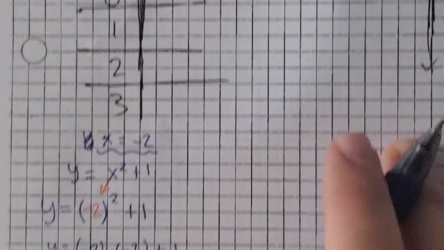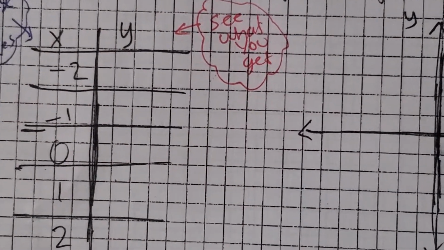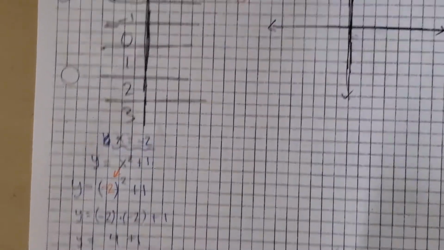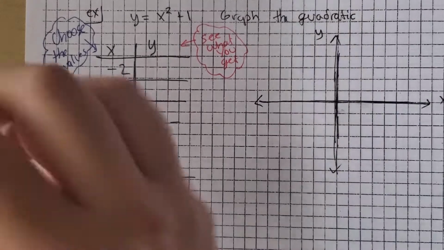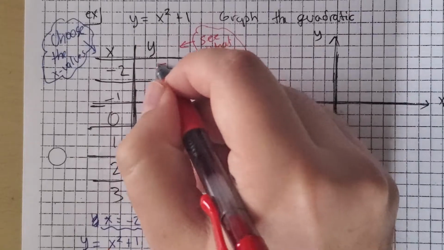Okay, now with this value, I'm going to scoot back up here. This is what I'm going to choose. Let me scoot back down. This value is what I found out over here. That's when the x was -2. So the y is going to be 5, is what we got.